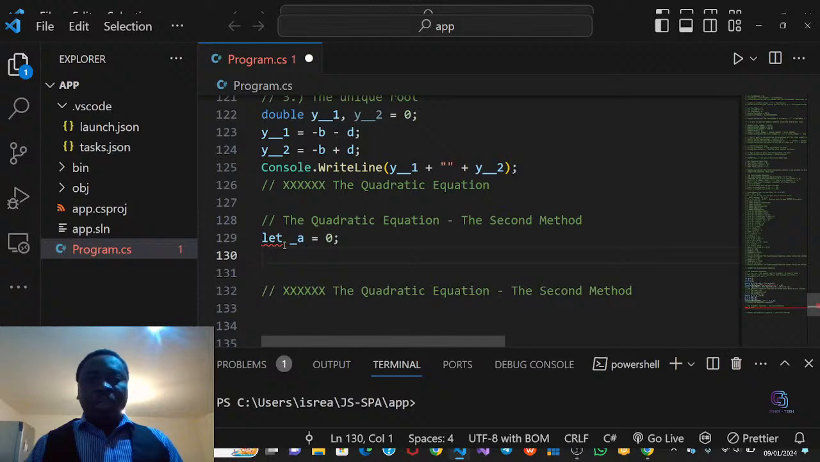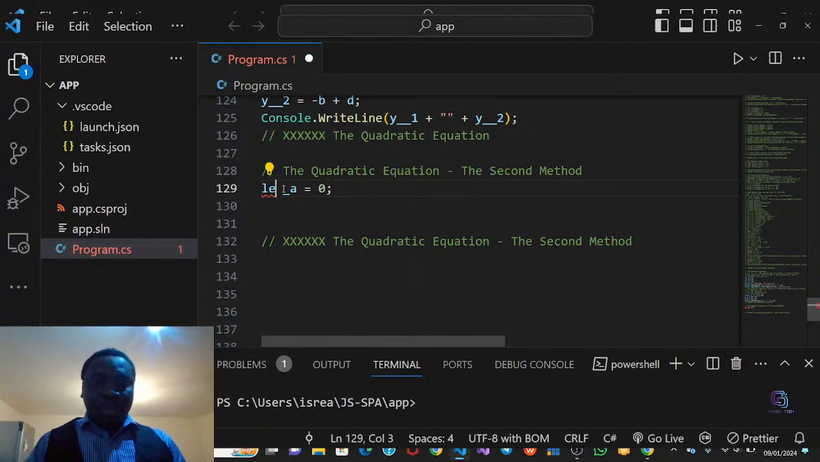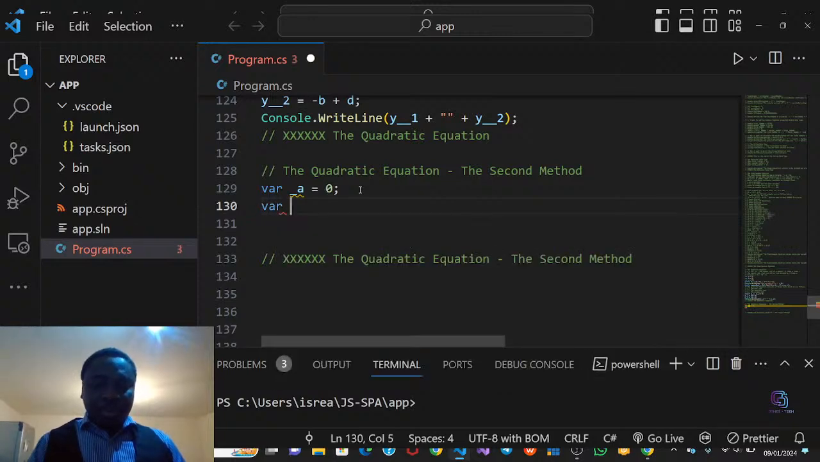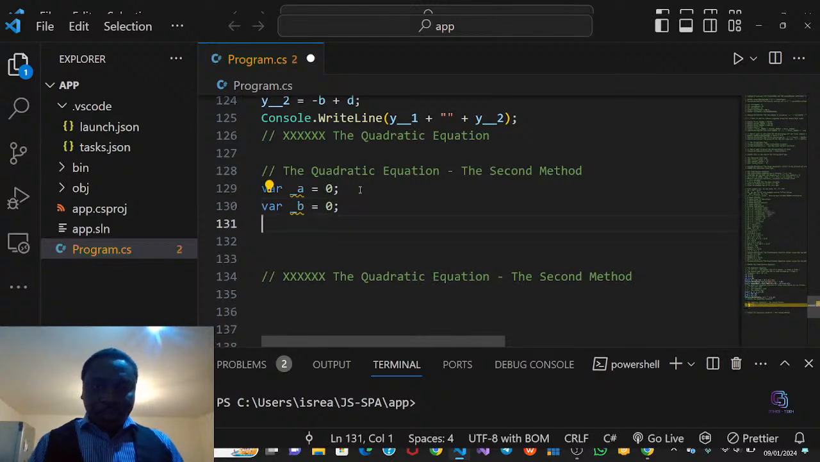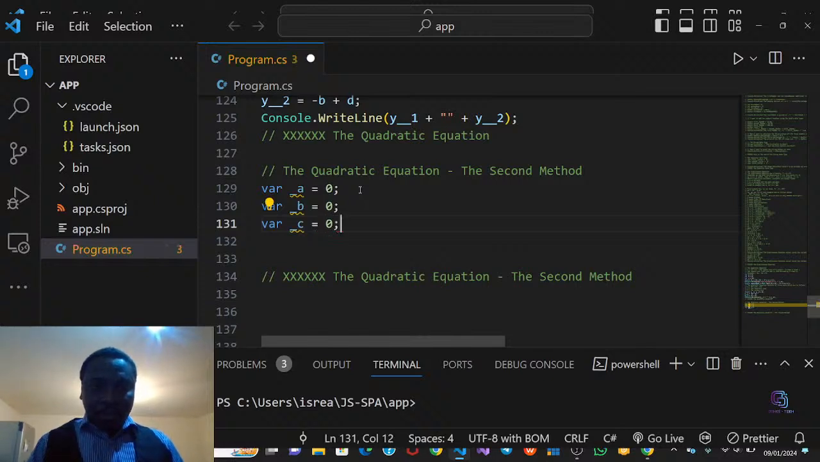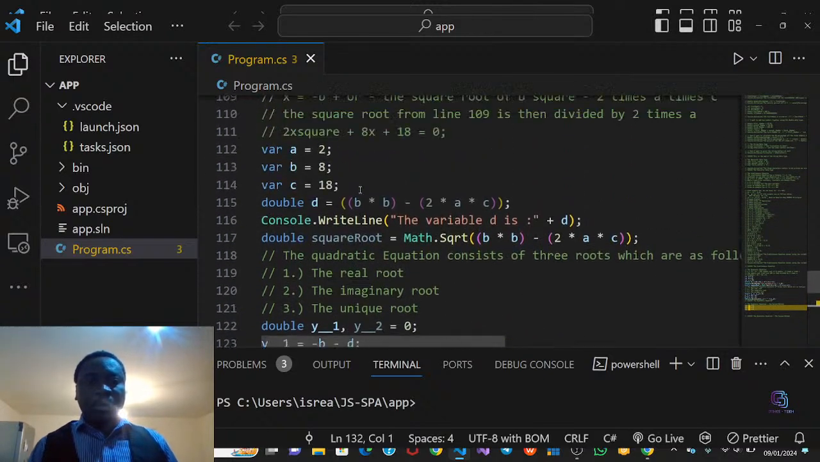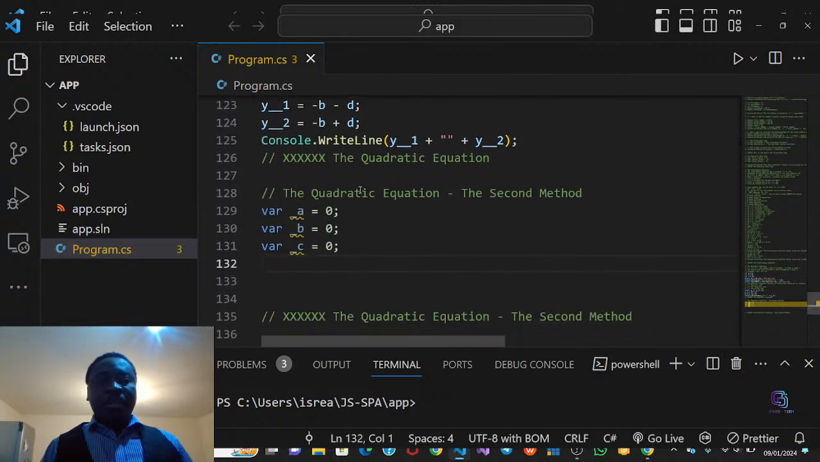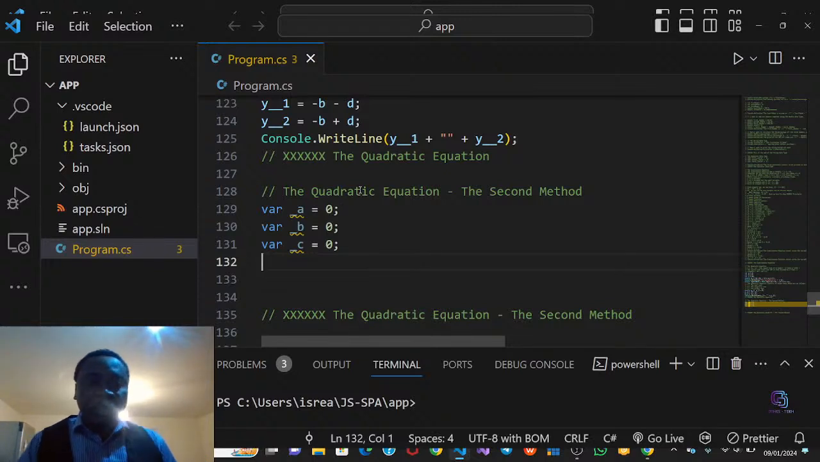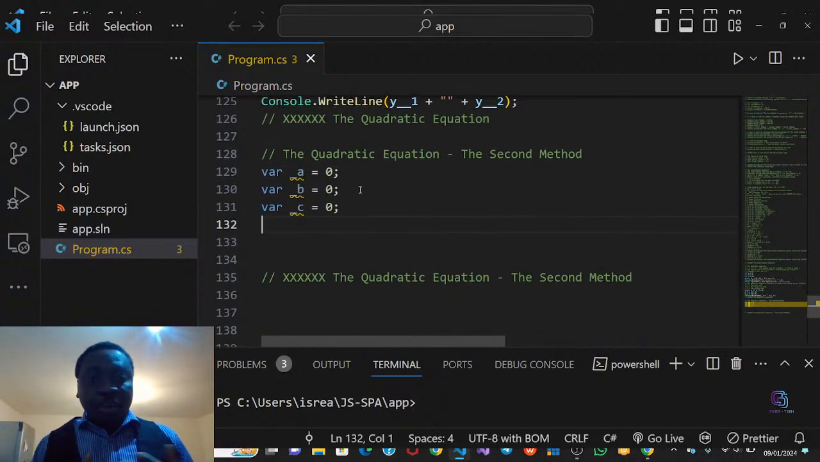Let's use variable. Let underscore A be equal to 0. Now, let variable underscore B be equal to 0. Now, variable underscore C is equal to 0. After that, next, we are going to calculate another form, which is getting a console in.